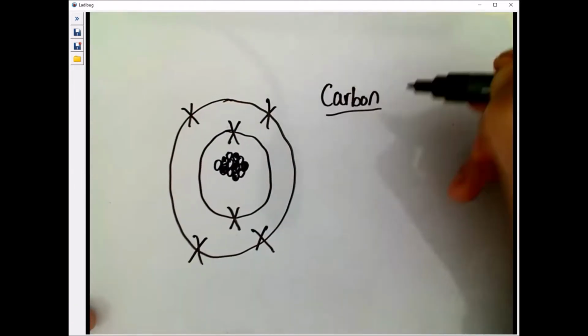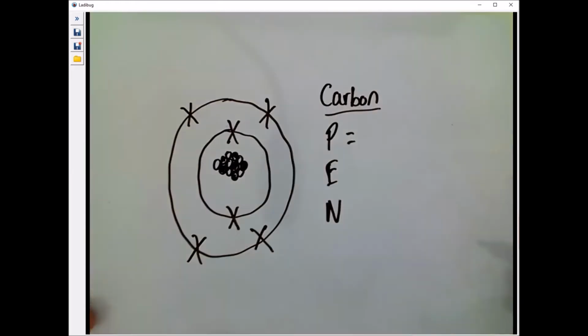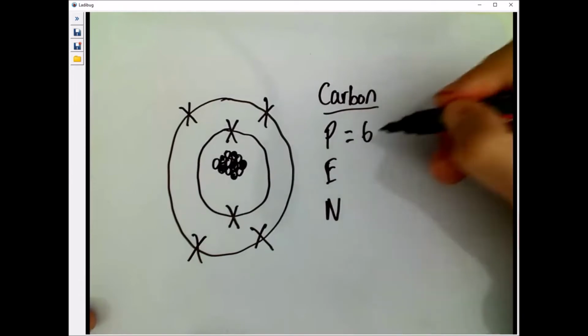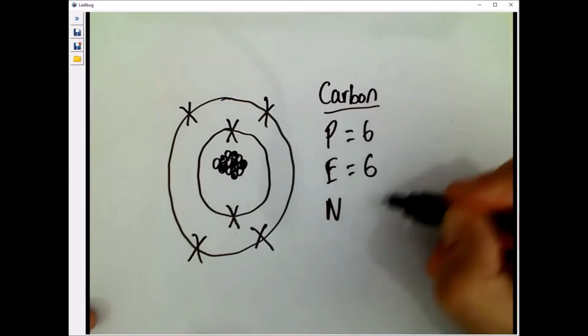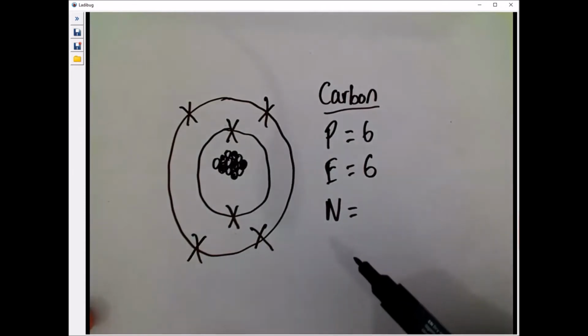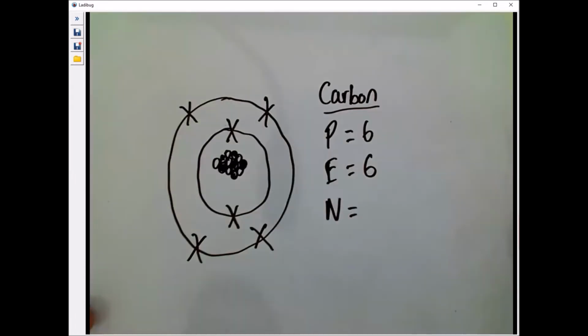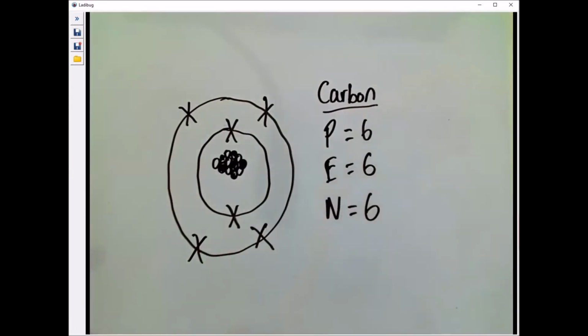And we can just write next to it P, E, N. P is our number of protons, so 6, electrons 6, and the neutrons, we just need to double check and count up how many aren't coloured in. So I've got 1, 2, 3, 4, 5, 6. So that gives me the number of protons, electrons, and neutrons in a carbon atom. And I've got all that information straight from the periodic table.